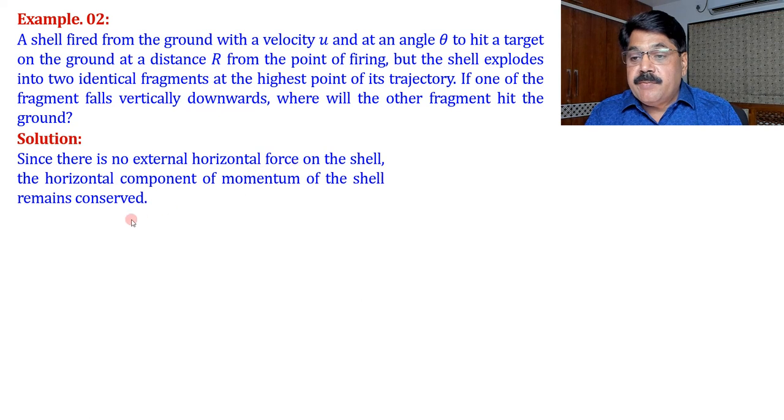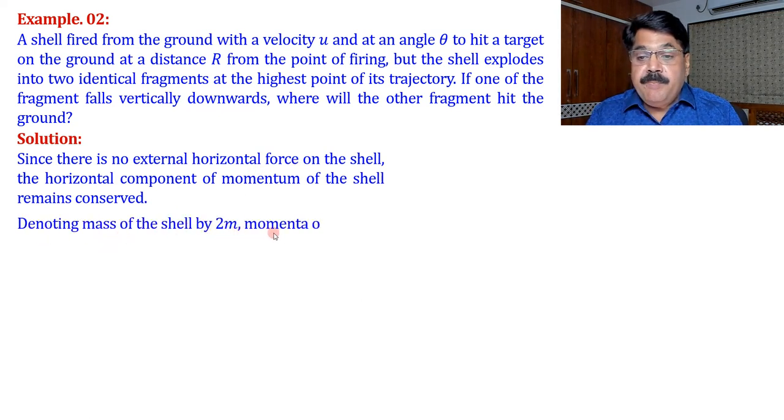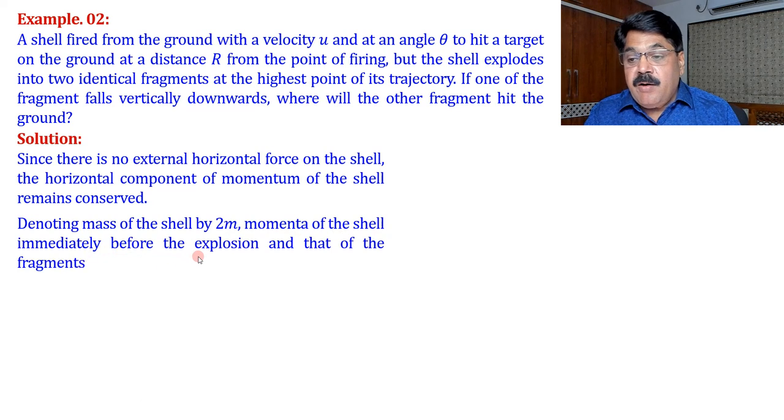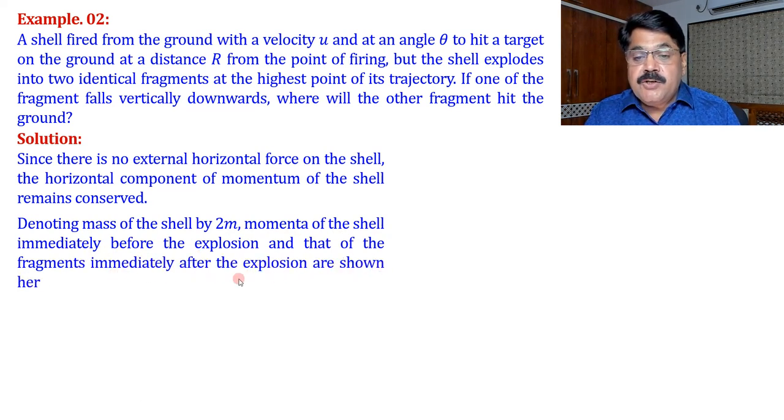So we can proceed further, denoting the mass of the shell by 2m. The momenta of the shell immediately before the explosion, and that of the fragments immediately after the explosion, are shown here in the diagram. Now why are we assuming 2m? Because it is given the shell has exploded into two identical fragments.